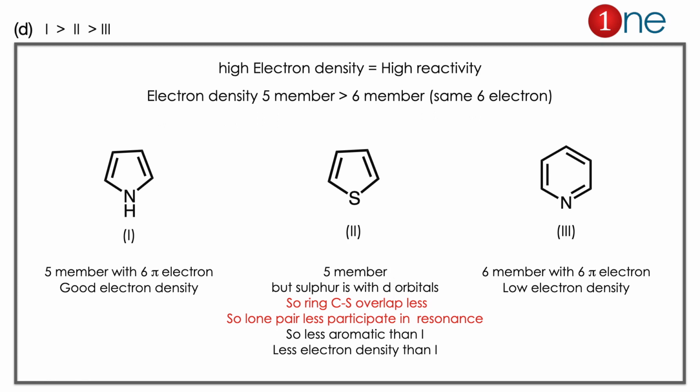You have to look between amine and sulfur. Amine is more electrophilic than sulfur because the sulfur has d orbitals, and what really happens is the carbon-sulfur bond is not effective, so the contribution of the lone pair is not effective in the resonance. Basically, the delocalization is less, so aromaticity is less, so electron density is less. So it will be less electrophilic than 1. So if you look at the order, 1 will be higher, then 2 will come, then the third will come.